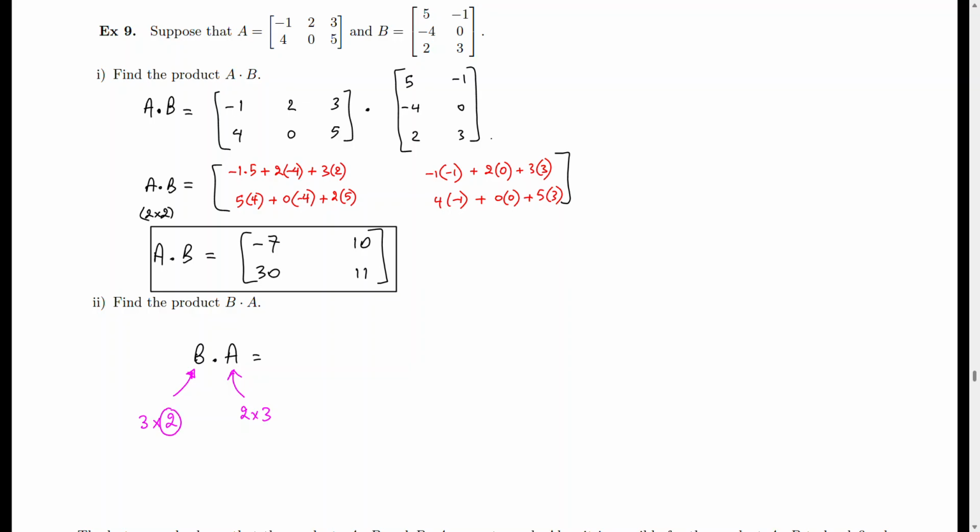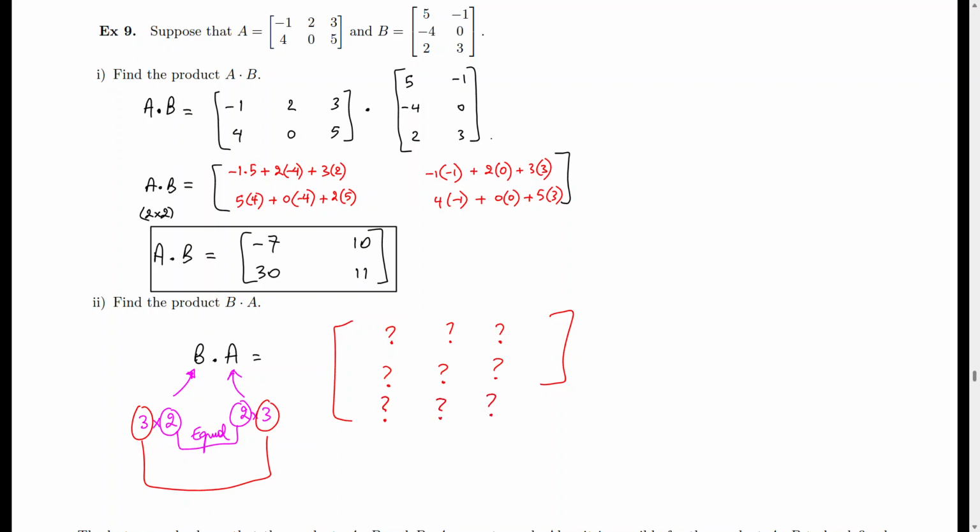The numbers on the inside are the same, they are equal, so therefore we should be able to find the answer. And the answer, in fact, will be a 3 by 3 matrix. So it's going to be a matrix with 9 missing numbers in it. It's not impossible to do it by hand, but it's going to be a lot more challenging, a lot more time consuming, let's say.